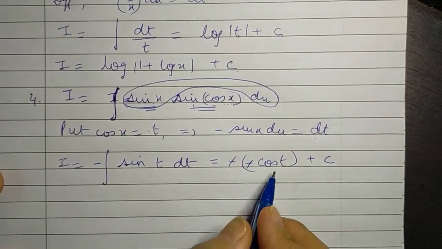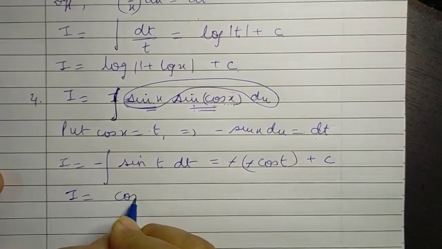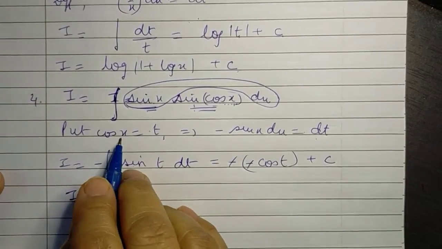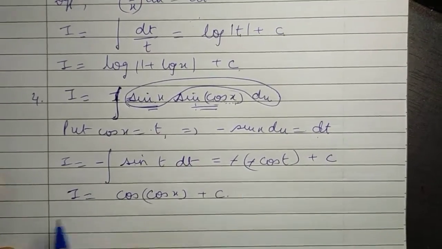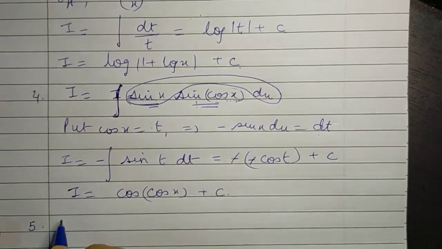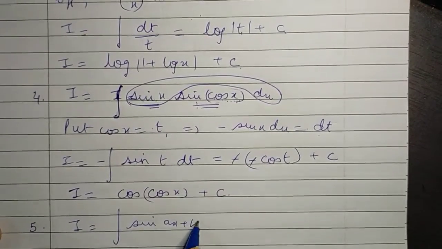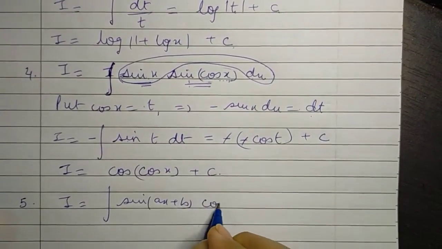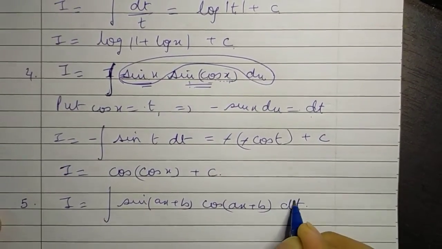Now again replace t in terms of x. We get the answer as cos of, now t was cos x, so you get cos of cos x plus c, which is the answer. Now let's take the next one, which says that sine of ax plus b into cos of ax plus b into dx.